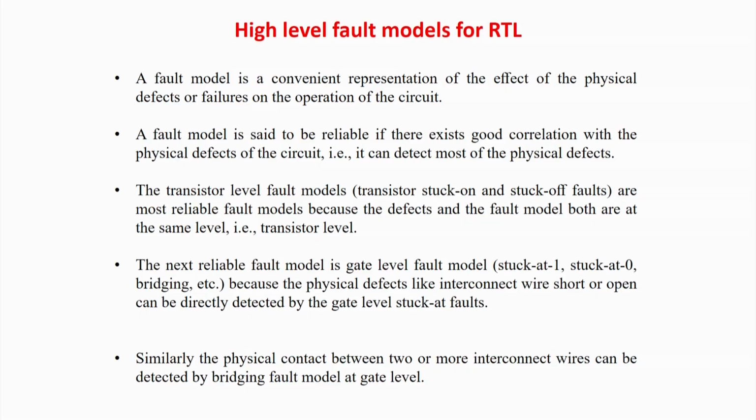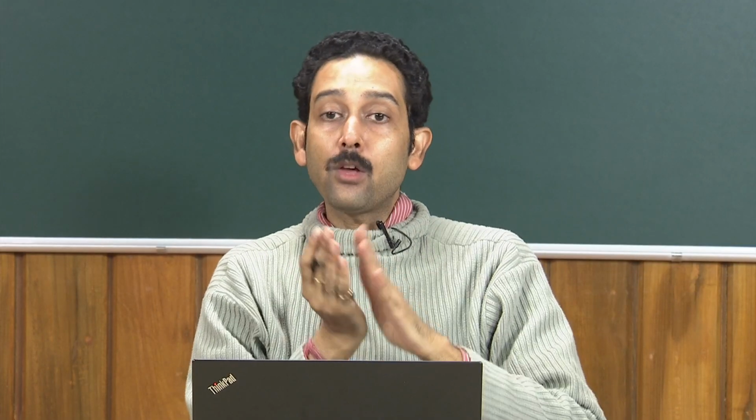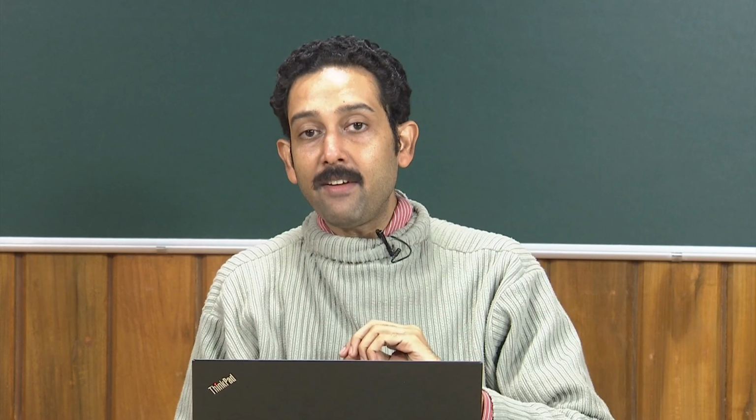As we all know, a fault model is a convenient representation of physical defects or failures in the operation of the circuit. Here the circuit is at the RTL level and the physical level is a transistor. There is a lot of gap in the levels from the transistor level to the RTL level. Initially it was very good, when it was the gate level and the transistor level, with a one-to-one correlation, but now the gap has increased very high. Therefore making the correlation from the transistor level to the RTL level is very difficult.